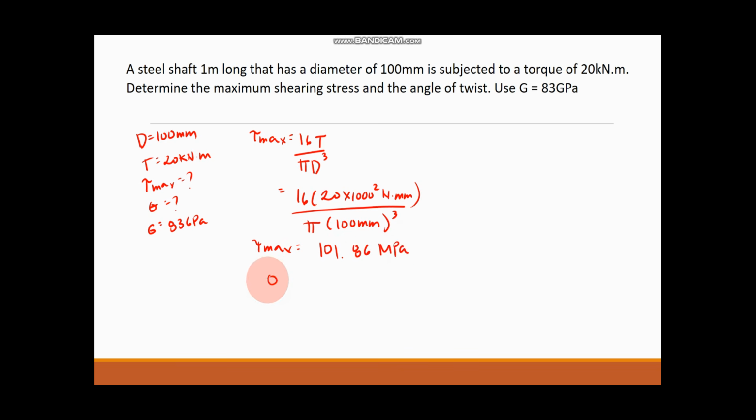And the angle of twist is equal to the torque multiplied by the length all over the polar moment of inertia multiplied by the shear modulus of elasticity. So, torque natin is 20 times 1000 squared. The length is 1 meter long, so 1000 millimeter. Polar moment of inertia is pi all over 32. The diameter is 100 raised to 4 and then multiplied by 83,000.